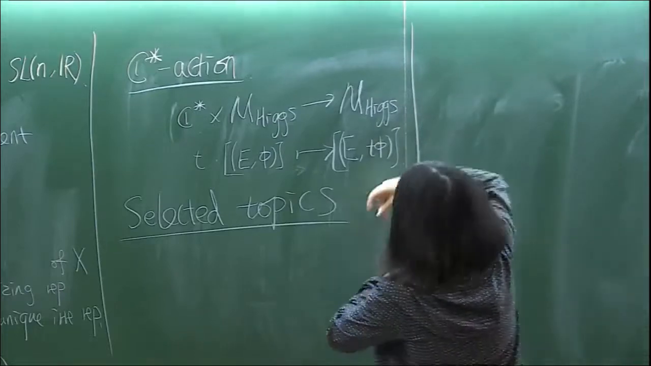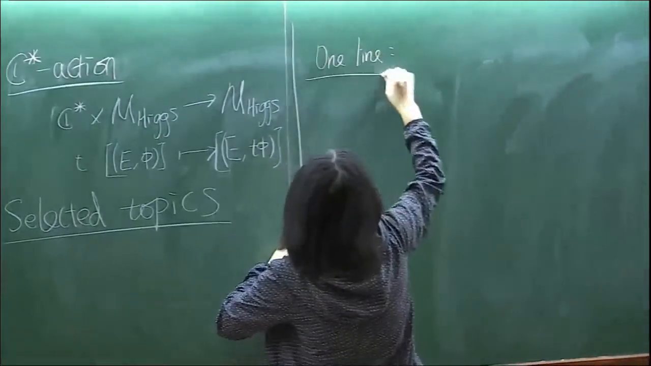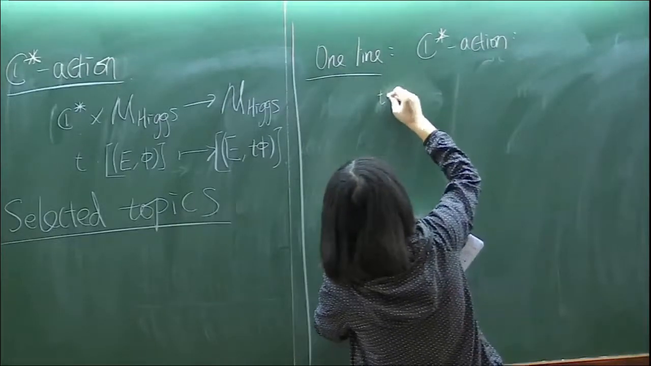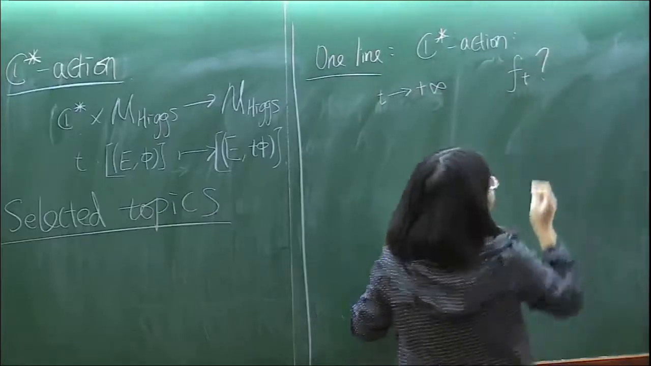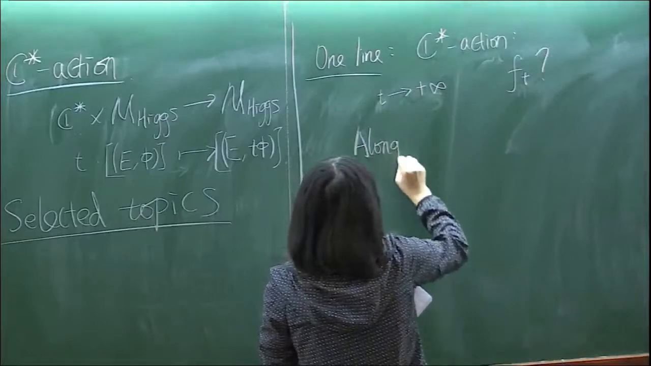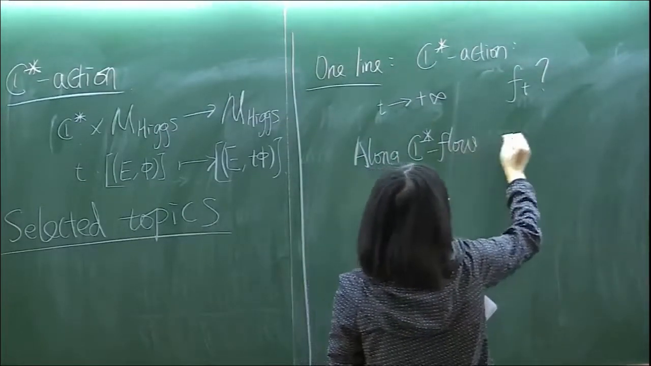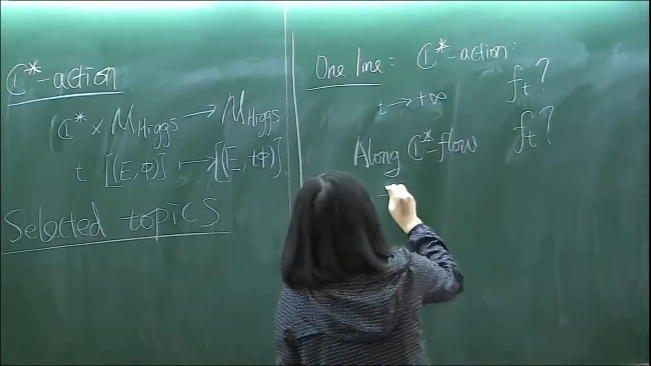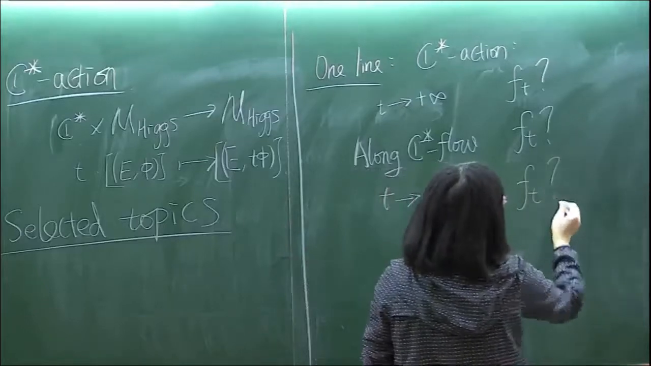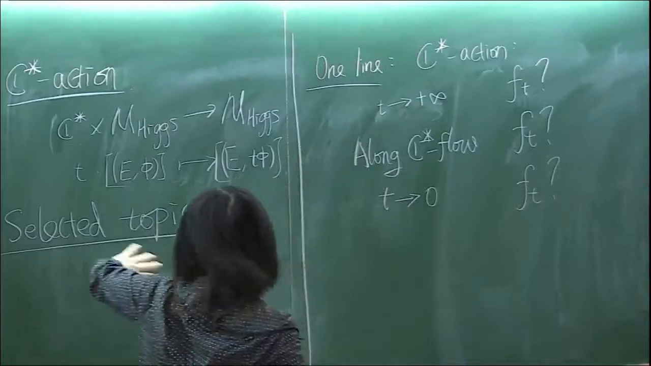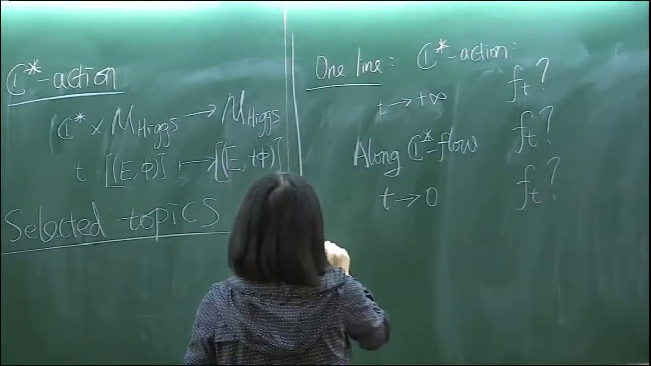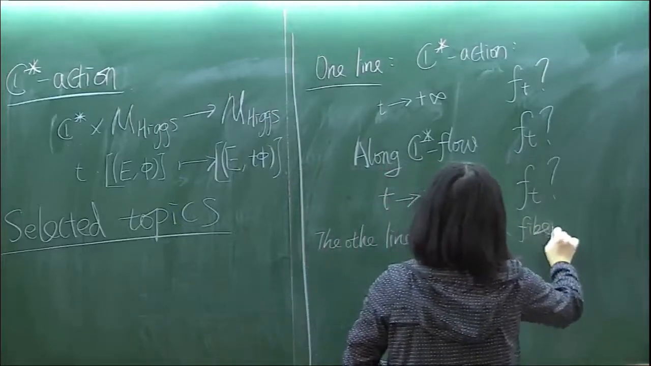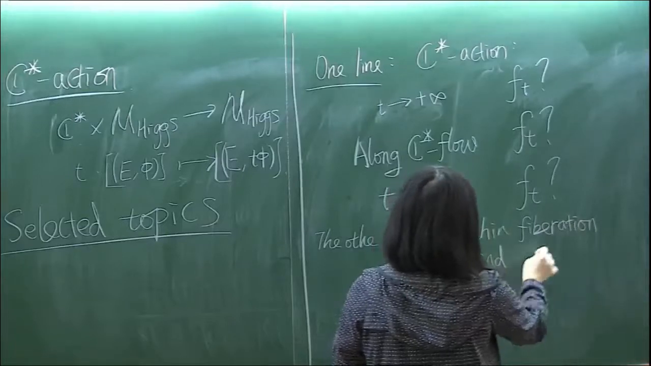These topics will contain two lines. The main line is to consider this C-star action. We consider first t goes to infinity: how about the harmonic map f_t along this C-star flow? And then t goes to 0: how about f_t? So this is one line for the topics here. And the other line is about the relationship between the Hitchin fiber and the harmonic map f_t.